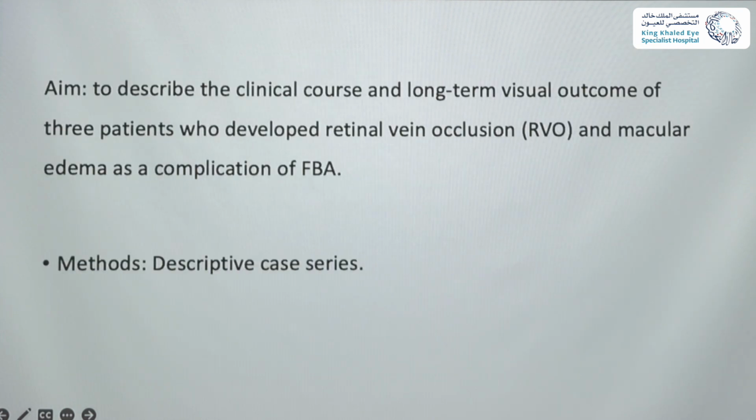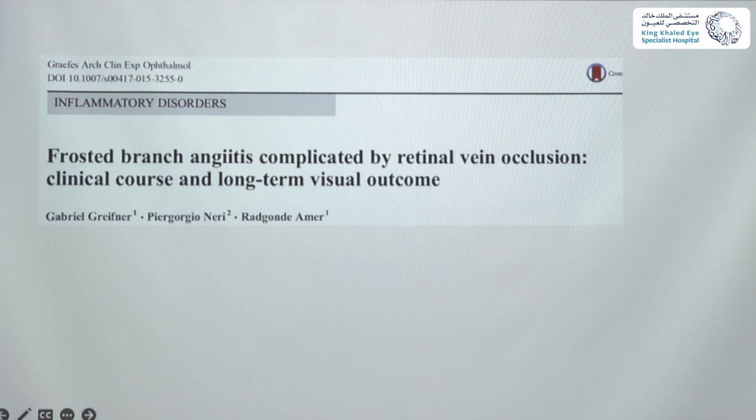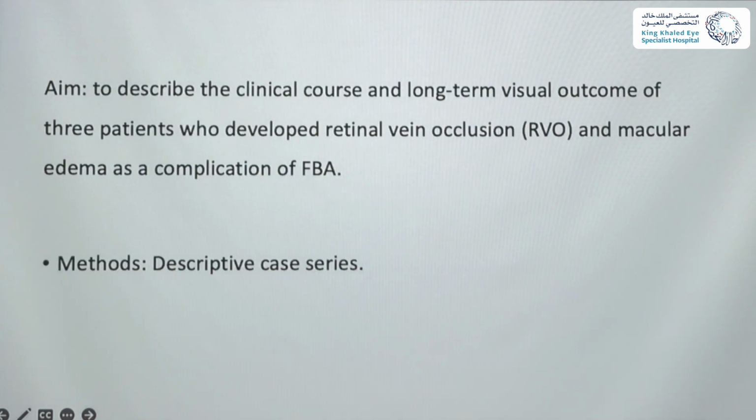Now let's move to the next article, which is about frosted branch angiitis complicated by retinal vein occlusion: clinical course and long-term visual outcome. The aim of that study was to describe the clinical course and long-term visual outcome of 3 patients who developed retinal vein occlusion and macular edema as a complication of frosted branch angiitis. Their method was a descriptive case series.